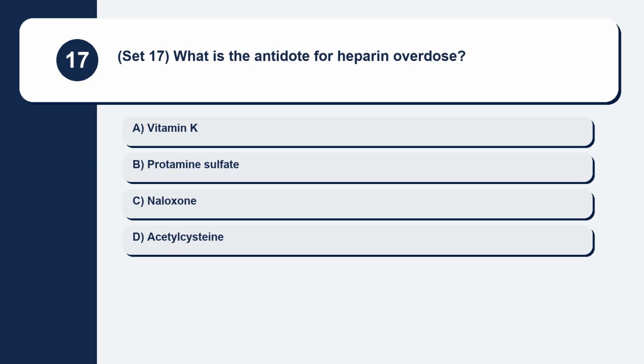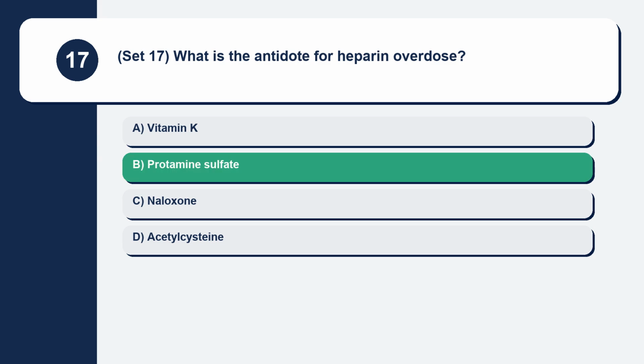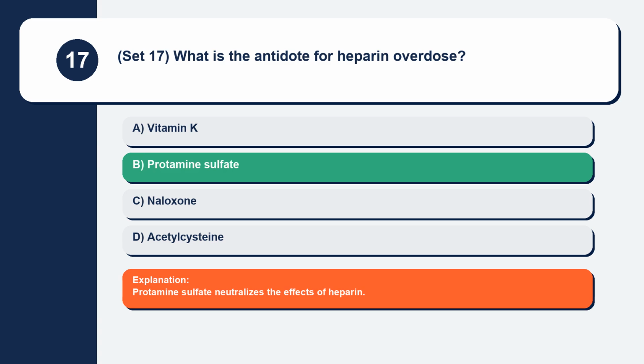Question 17. Set 17. What is the antidote for heparin overdose? Vitamin K, protamine sulfate, naloxone, acetylcysteine. Protamine sulfate neutralizes the effects of heparin.